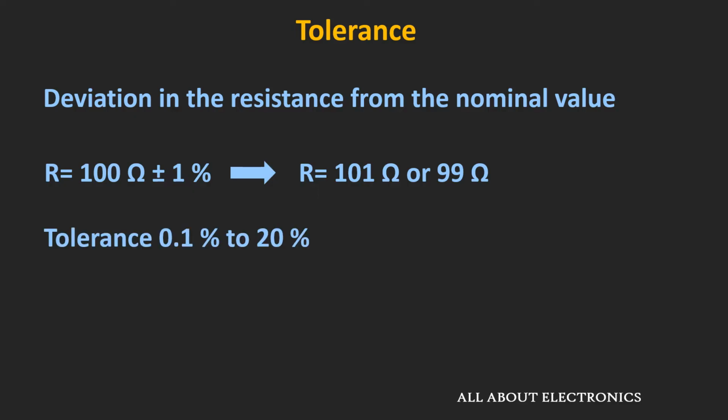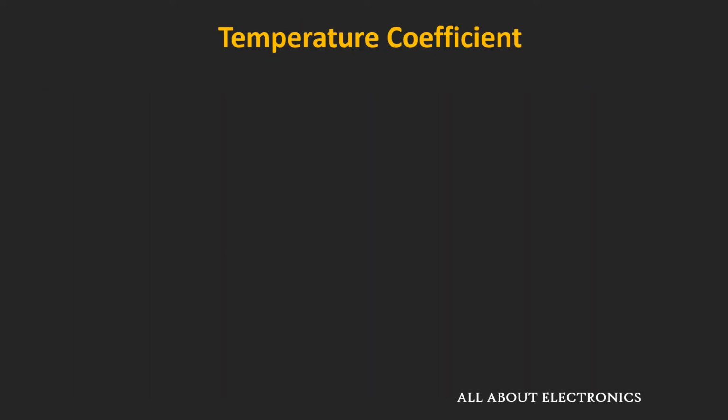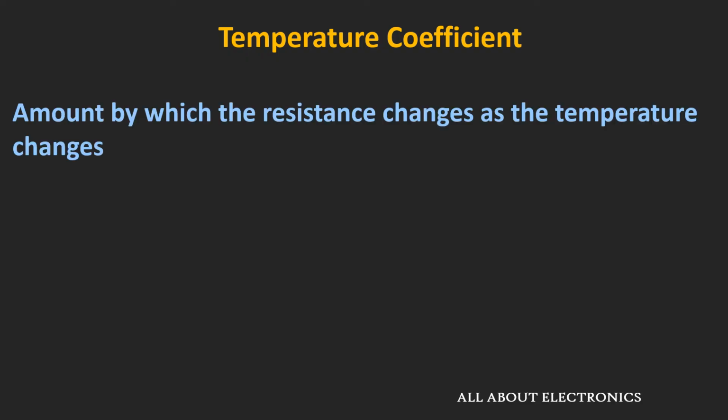Now the commercially available resistors have a tolerance value of as low as 0.1% up to 20%, and it is also even possible to achieve a lower tolerance than 0.1%. Then the third parameter associated with this resistor is the temperature coefficient of the resistor. So basically it defines the amount by which the resistance value changes with the temperature.